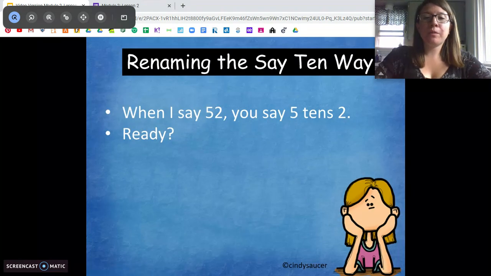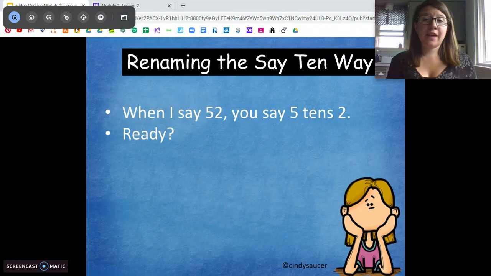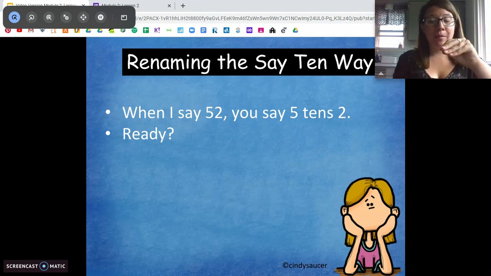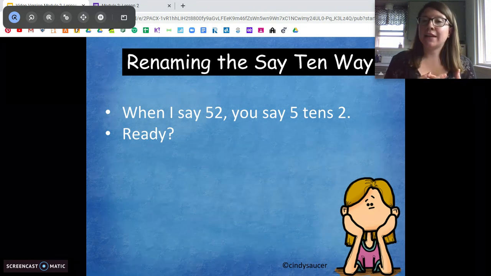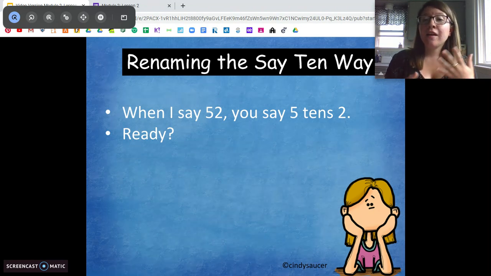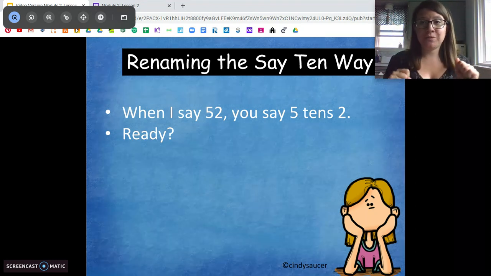So, first though, I want to review the say 10 way. Remember, the say 10 way is when you break apart a number into its tens and ones, and you tell me how many tens and then the leftover ones. So, I'm going to give you a number, and you're going to tell me it the say 10 way. So, for example, if I say 52, you're going to say 5 tens 2, because there are 5 tens in the number 52 and 2 extra ones. 5 tens 2 is 52.